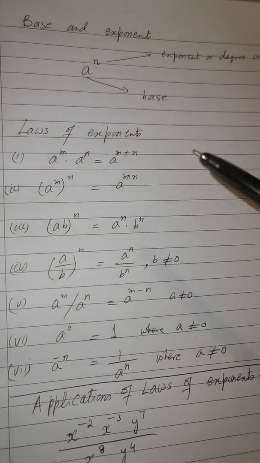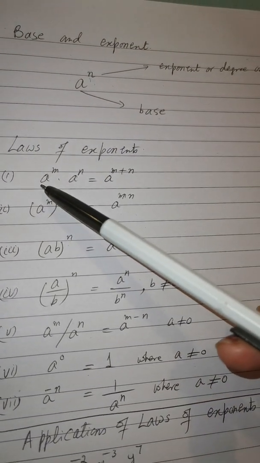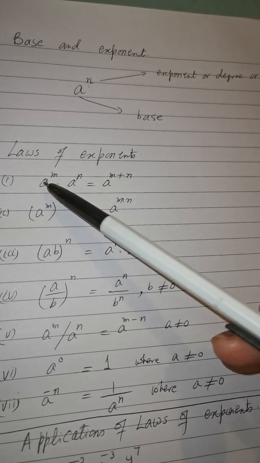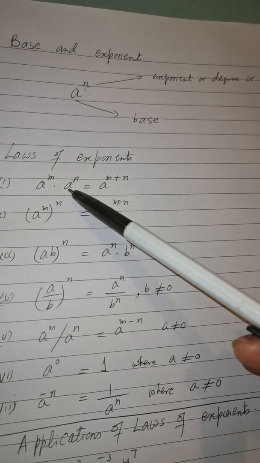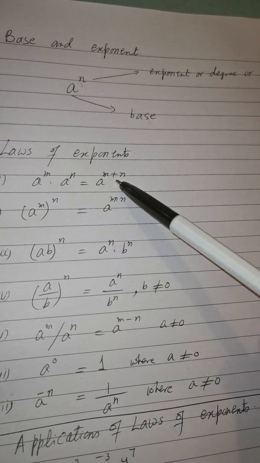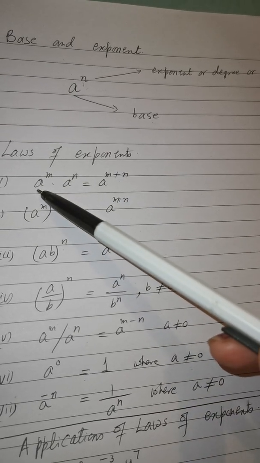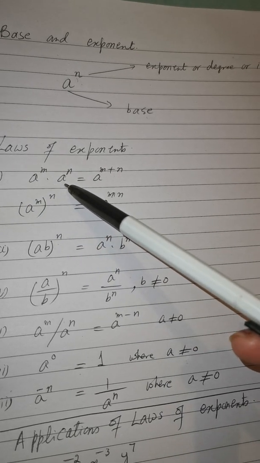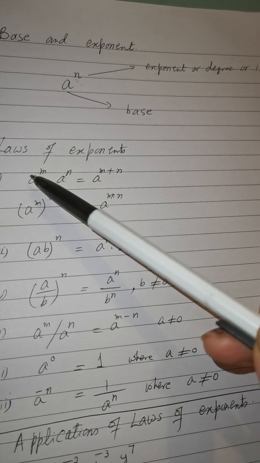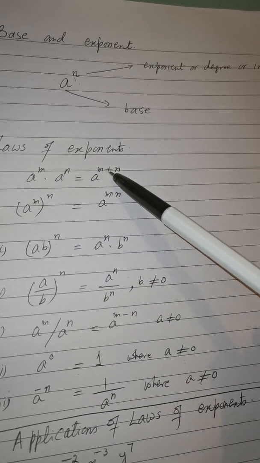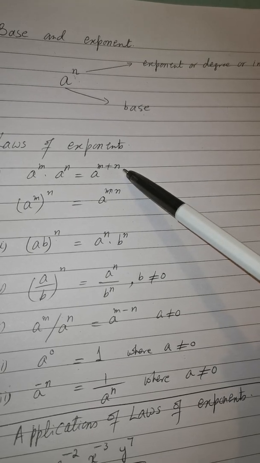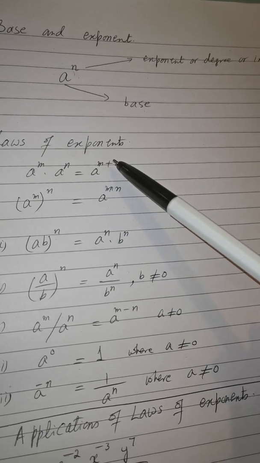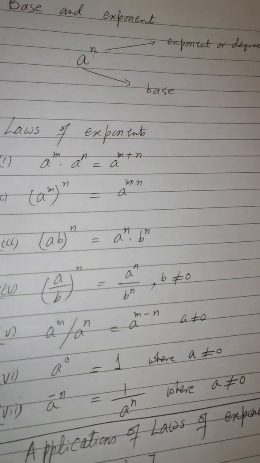Now we will learn about the laws of exponents. If the bases of a power m and a power n are the same, and they are multiplying with each other, we can add their powers, right? I will repeat it again. If the bases are the same and they are multiplying with each other, we can add their powers or exponents or degrees or index, right? So a power m multiplied by a power n will give you a power m plus n. You can add their powers.